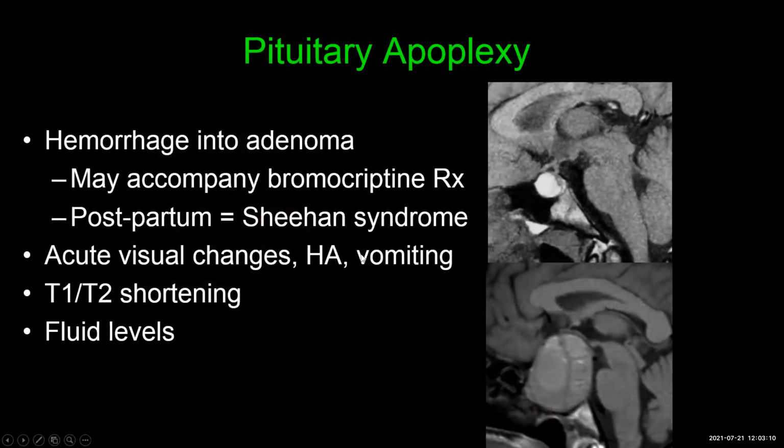So I mentioned that sometimes these tumors can outstrip their blood supply, developing cysts, but what can sometimes happen is a sudden hemorrhage into a pituitary macroadenoma that can cause massive and sudden enlargement of the macroadenoma, and that can cause acute visual changes. The patients may have a severe headache. They may present with vomiting.